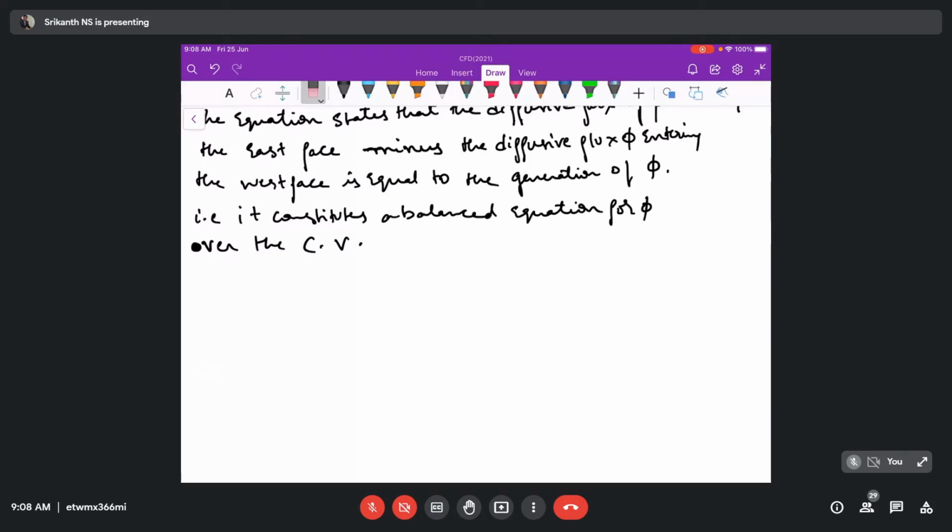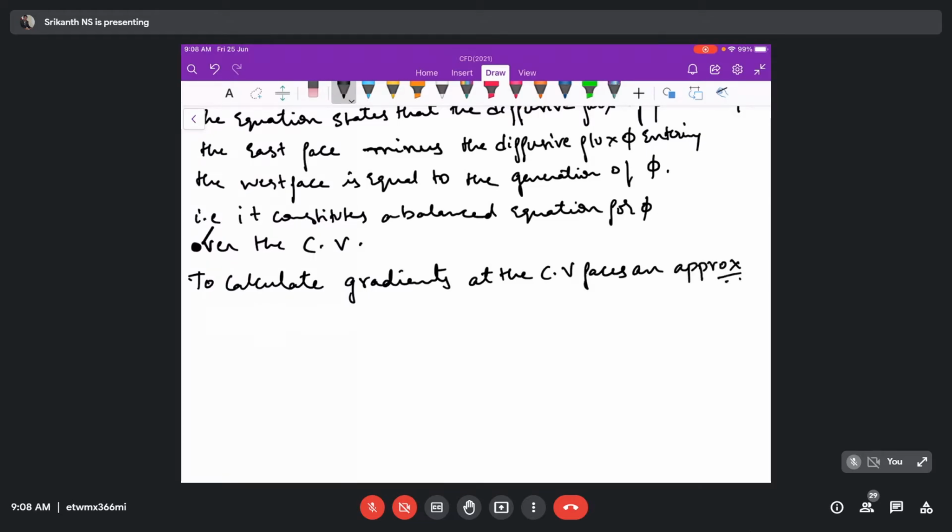So you can write after this: to calculate gradients at the control volume faces, an approximate distribution of properties between the nodal points is used.